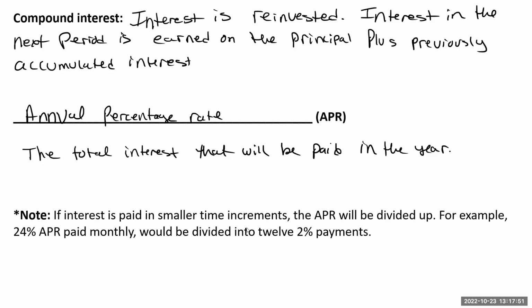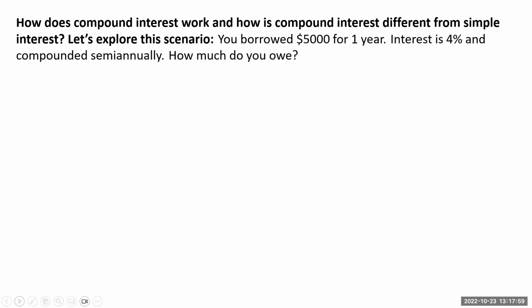Let's look at what this means in terms of reinvestment, right below the APR box on your notes. How does compound interest work and how is it different from simple interest? Let's explore the following scenario. You borrowed $5,000 for a year. Interest is 4% and compounded semi-annually. How much do you owe? Semi-annually means twice per year, like your favorite store's semi-annual sale, which is a big deal because it only happens twice a year.